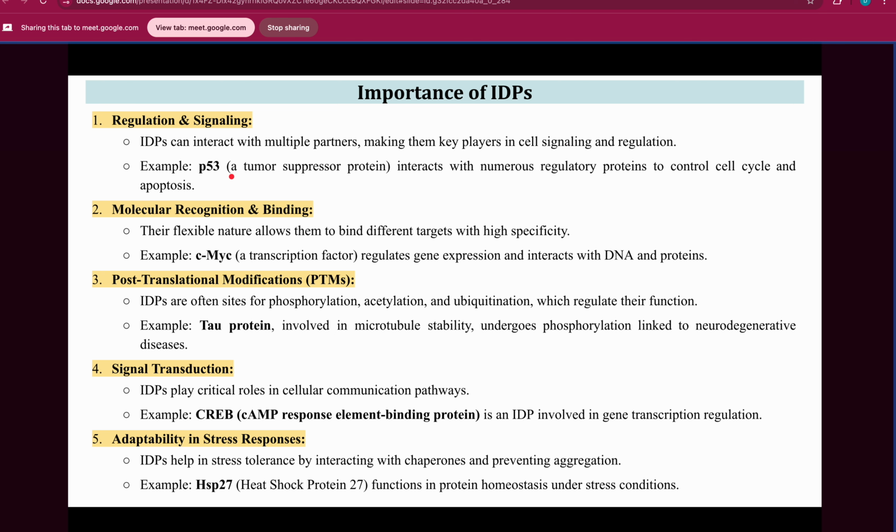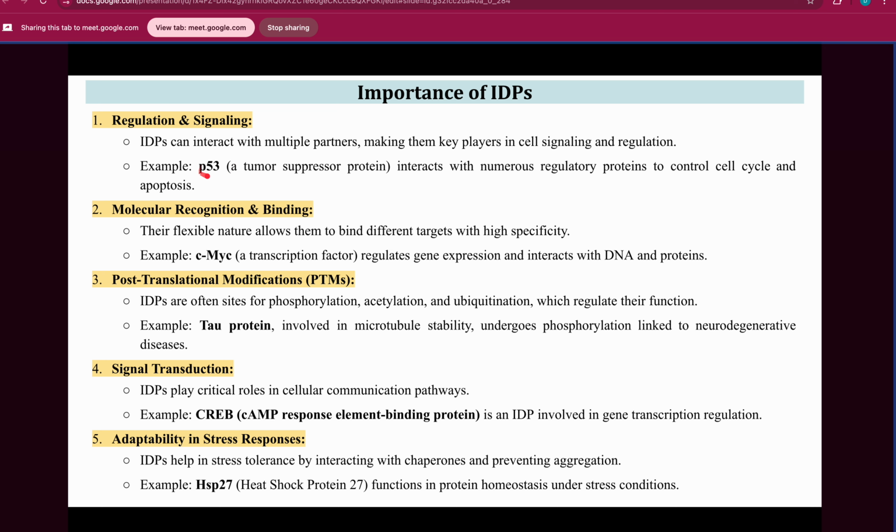For example, there is a gene named P53, which is a tumor suppressor protein. So it interacts with numerous regulatory proteins and it is involved in controlling the cell cycle as well as apoptosis. So apoptosis is programmed cell death.